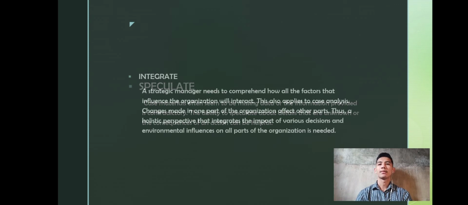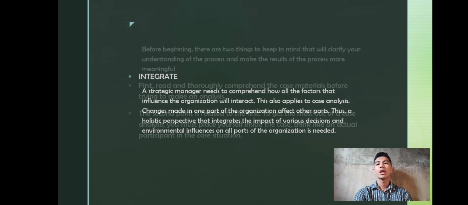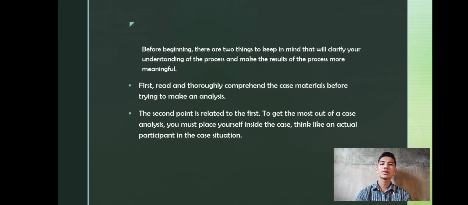Last, integrate. Changes made in one part of the organization affect other parts. Thus, a holistic perspective that integrates the impact of various decisions and environmental influences on all parts of the organization is needed. Before beginning, there are two things to keep in mind that will clarify your understanding of the process and make the results of the process more meaningful.